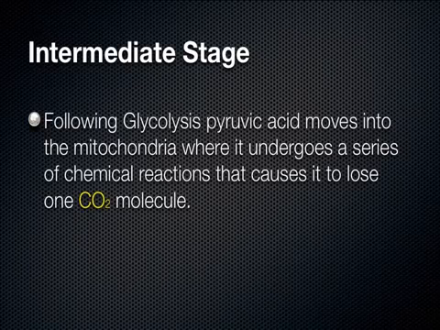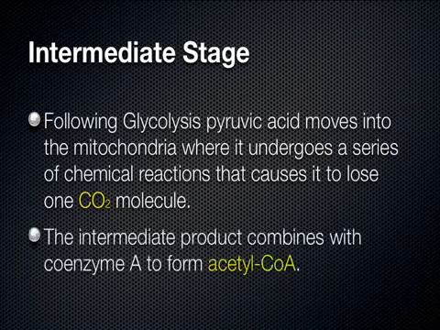Where does that carbon dioxide go? When we make carbon dioxide, where does it go? Into the plants. Okay, so it goes to plants, and it's used in the light-independent reaction. That is correct. It's going to plants. Okay, but here's the important part. The intermediate product combines with coenzyme A to make acetyl-CoA.